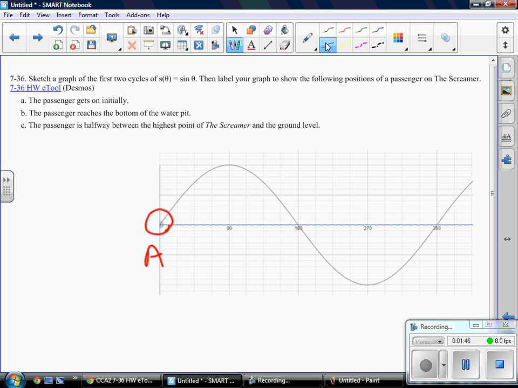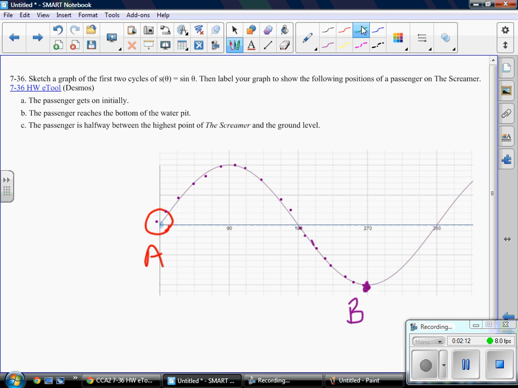Part B says the passenger reaches the bottom of the water pit. So think about the ride. Here's where they're starting. They're going up and up and up. And this is the top. They're going down. Here is the ground. But the ride's not over. They're going underneath. So here is the bottom of the water pit. So this is person B. It's down here at the bottom at the points 270, -1.